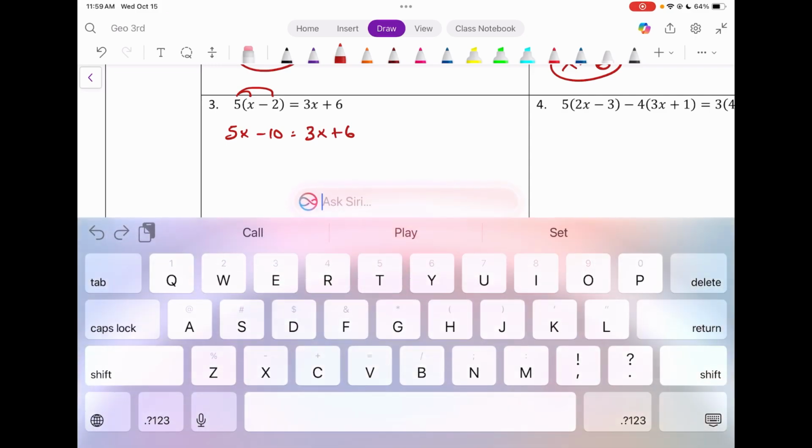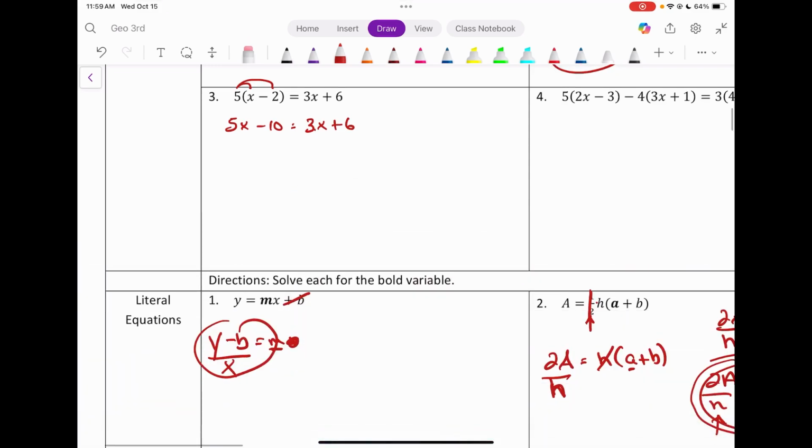Again, it doesn't matter which side you put your x's on. I'm scribbling out my 3x's, so I don't have to deal with negatives and moving it over here. I'm scribbling out my minus 10 and doing plus 10, and I have a total of 2x equals 16. To get rid of times 2, I divide by 2, so x must equal 8.